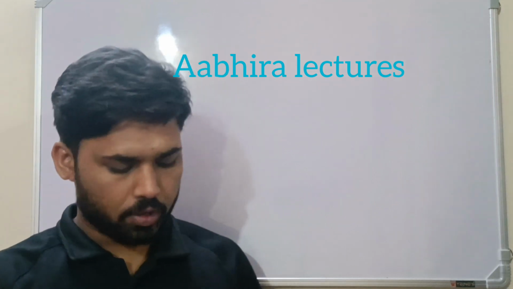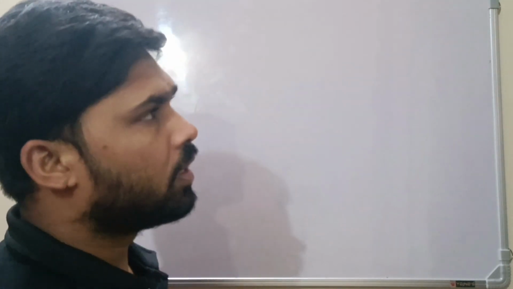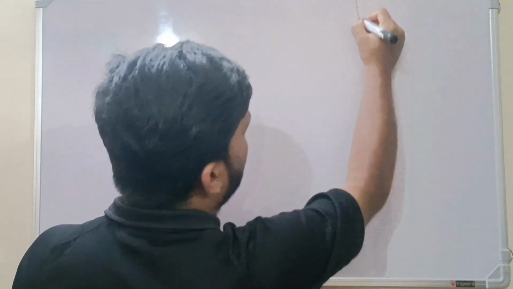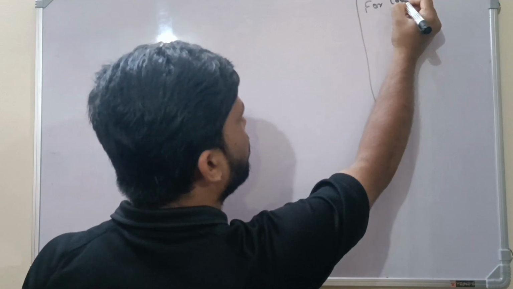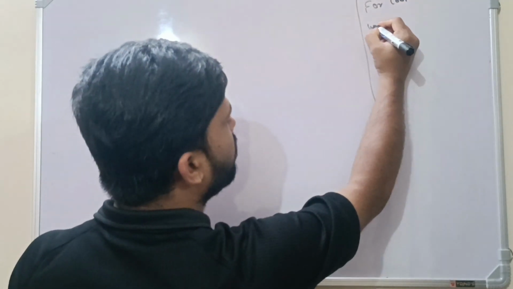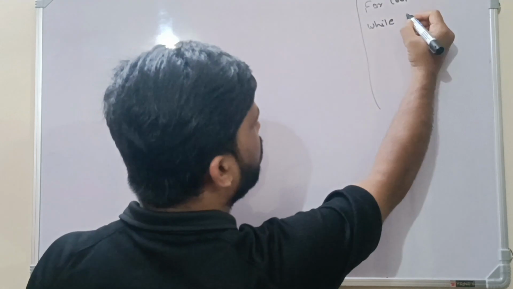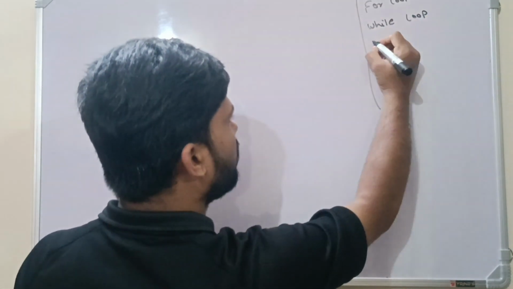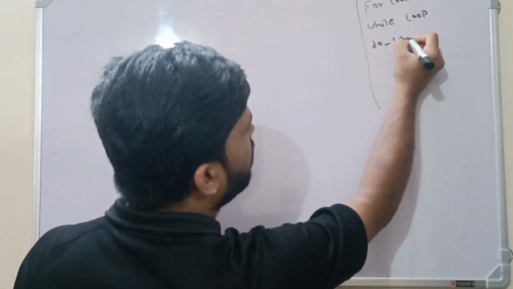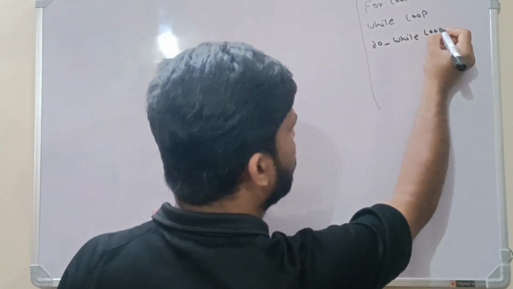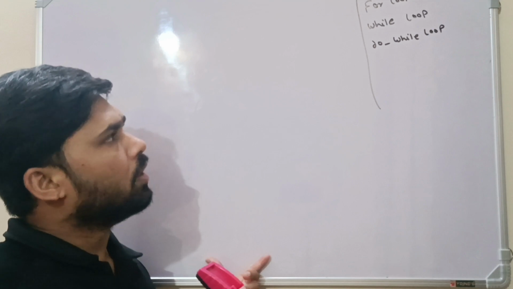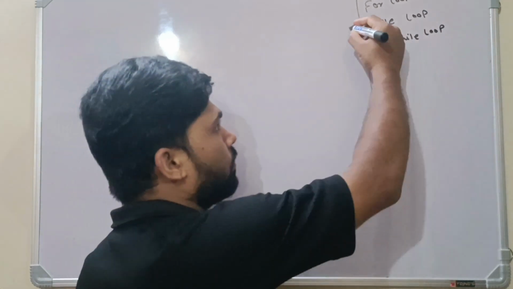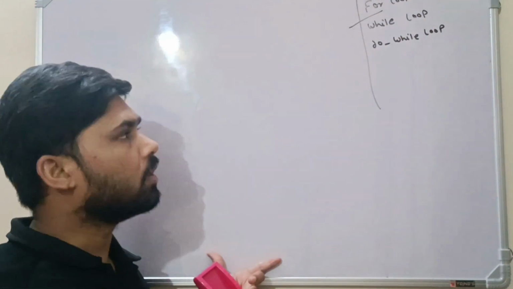So in this video today we are going to discuss the loop. Basically there are three types of loop. What are the types? For loop, while loop and do while loop. Today we will see the for loop. In the next video we will see while loop and do while.